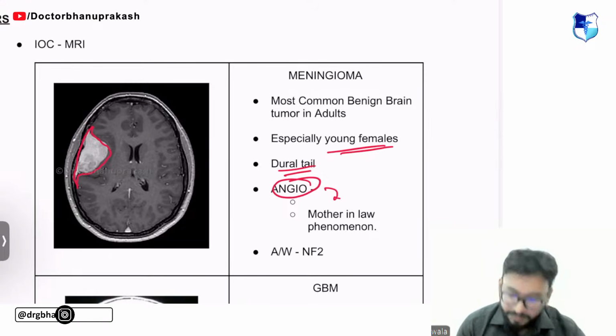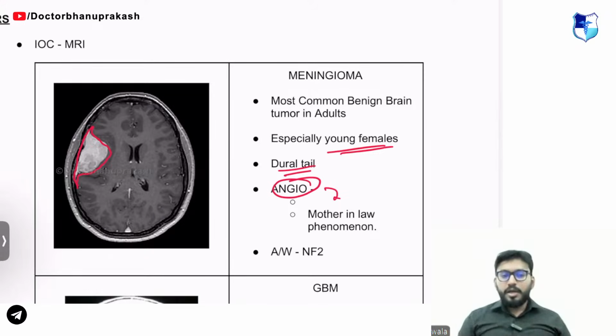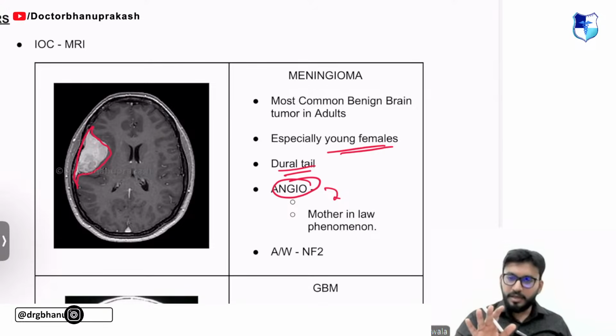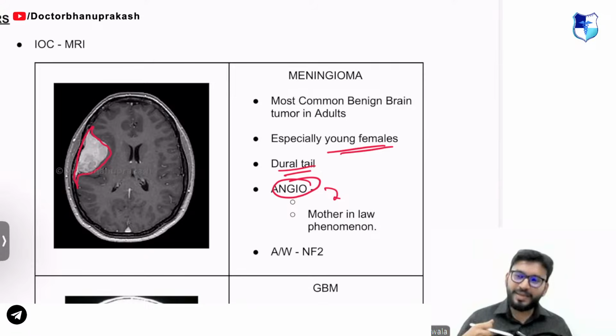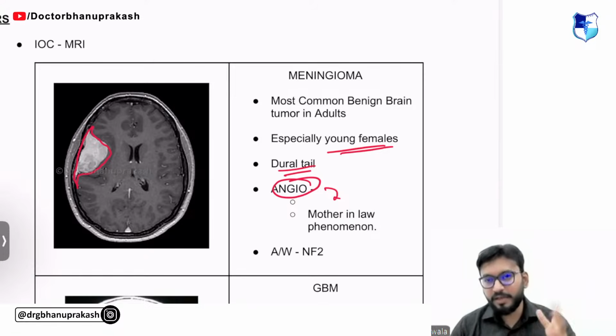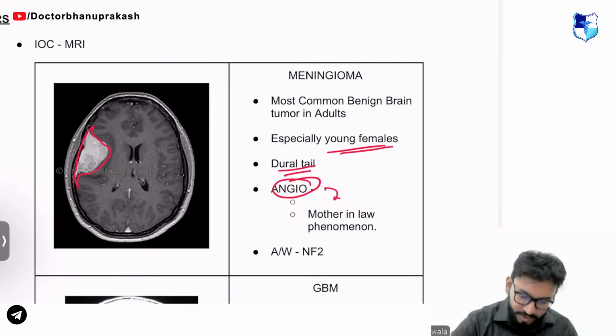On angio, there is something known as the mother-in-law phenomenon. It means that whenever you do angiography, the injected dye enters the tumor very fast, very early, but leaves very late. Someone said it is like the mother-in-law who comes very early but leaves very late. That is one part you need to remember.